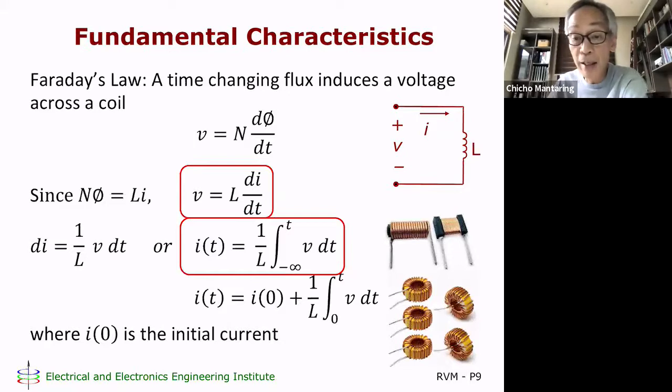Okay, this is how inductors might look like. So some of you may have seen inductors before. These are various types of coils. Okay, these are axial coils. These are toroidal. You call these toroidal coils.